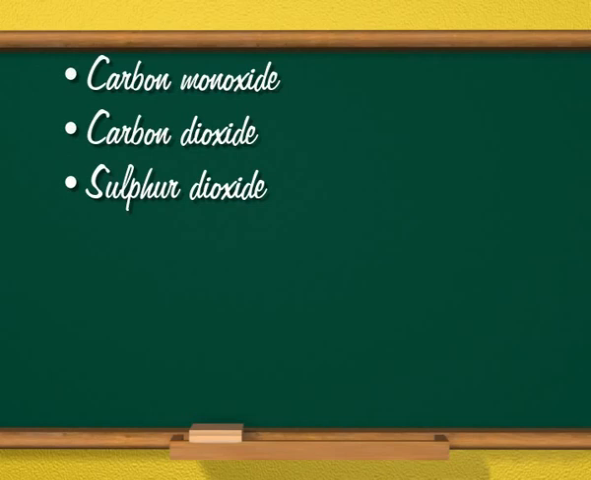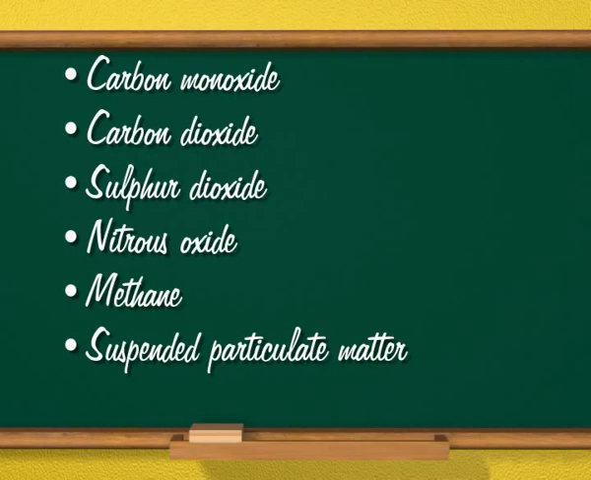There are several gases, or we can say all greenhouse gases are responsible for global warming, such as carbon monoxide, carbon dioxide, sulfur dioxide, nitrous oxide, methane, suspended particulate matter, chlorofluorocarbons. Students, I hope you all know about the major sources of these gases. Okay, we will discuss one by one. First, we take carbon monoxide.